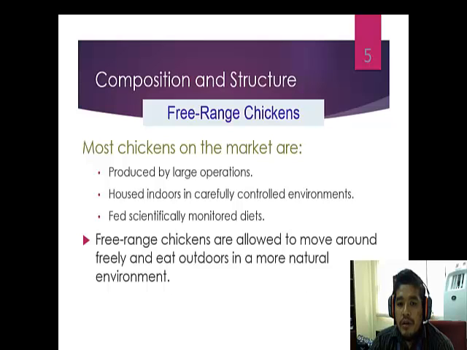Most chickens on the market, now we're talking about free range chicken, are produced by large operations, housed in a carefully controlled environment. Basically, free range means you let the chicken move around freely outdoors, without controlling them, so it is more natural, and this will give some impact to the muscle. It is also much healthier, because it is not being jacked with anything.